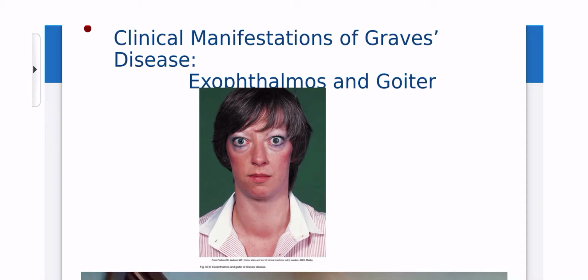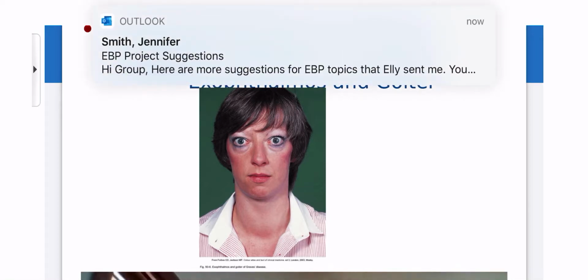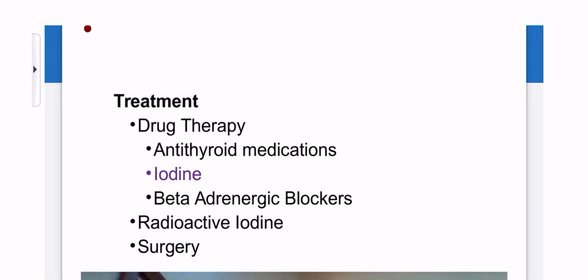Whenever there's a goiter or surgery to the neck, we're always concerned about the airway and ability to swallow. So with this person who's hyperactive already, and if they have difficulty swallowing, they're going to have a real hard time getting enough nutrition. So treatment revolves around drug therapy. We have antithyroid medications, iodine, if that's what the patient needs in this case, and then beta-adrenergic blockers to slow down that whole increased metabolic process and heart rate.